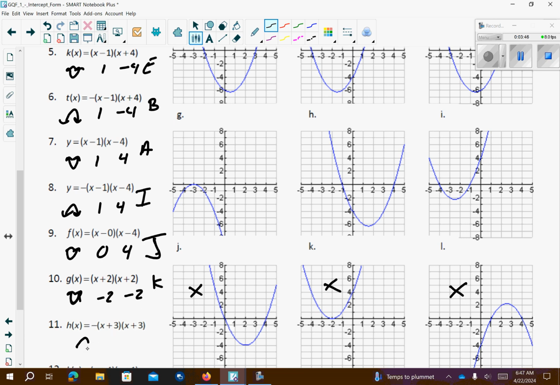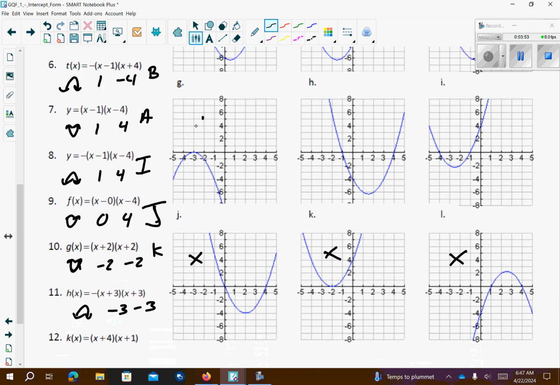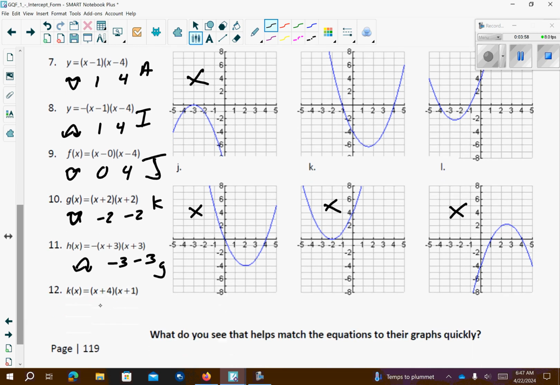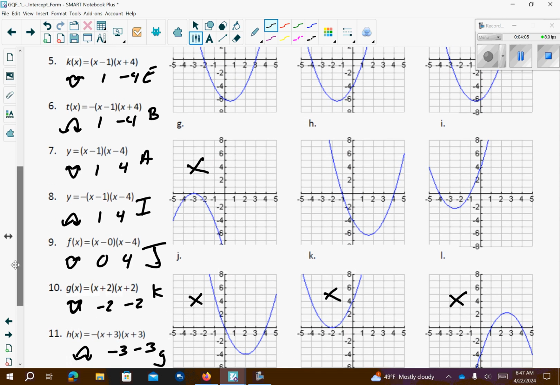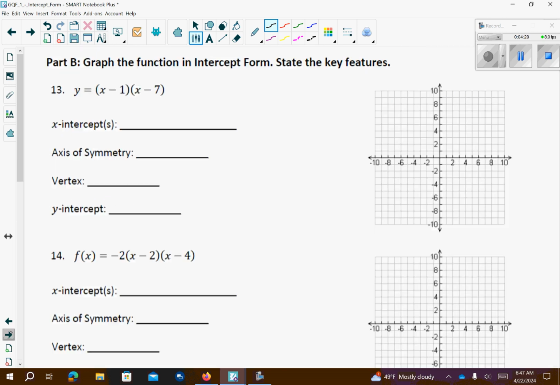Number 11, this is going to open down. It's going to cross at -3 and -3, so it's going to do the same thing and open down though. It's just going to kiss it once, so it's going to be letter G. And then number 12, this last one, well, it's going to open up. It's going to cross at -4 and at -1. So it's got to be this one, letter I. Or wait, was that -4 and -1? Yep, letter I. Cool, and that's how you do that first part.